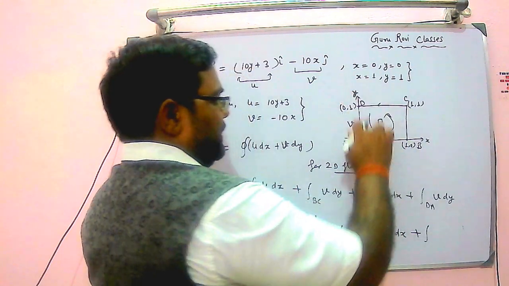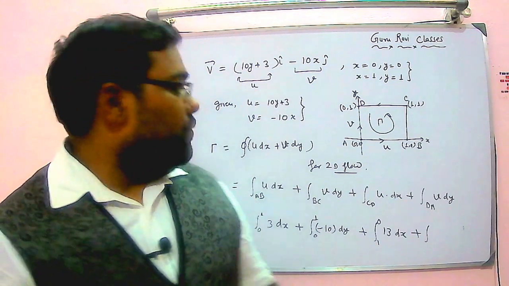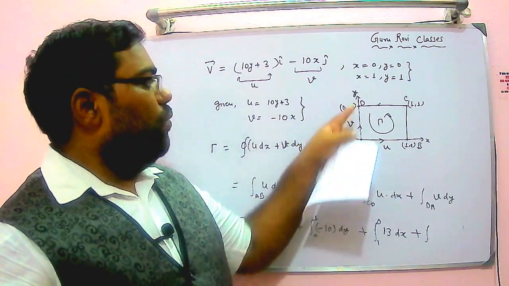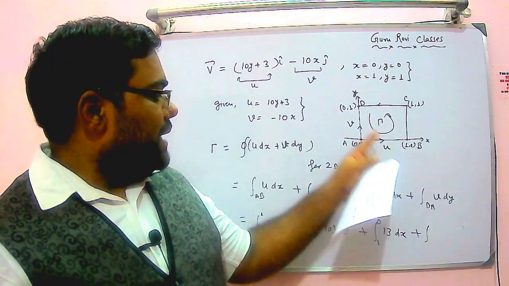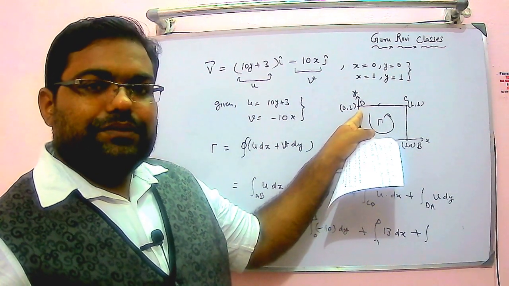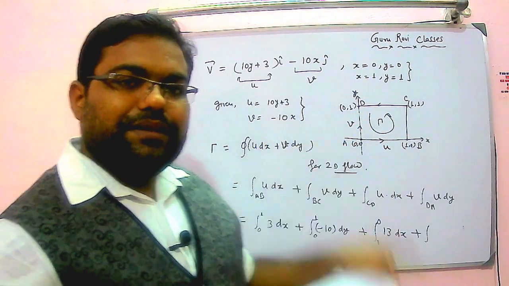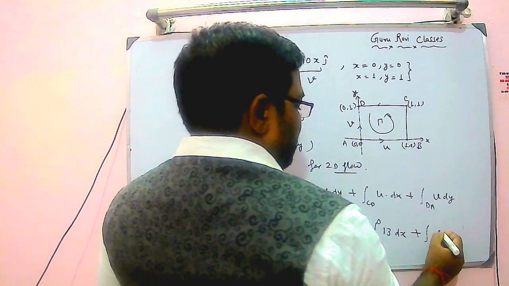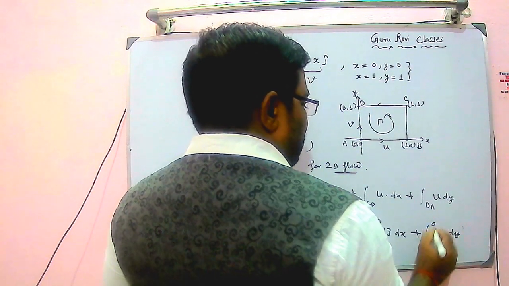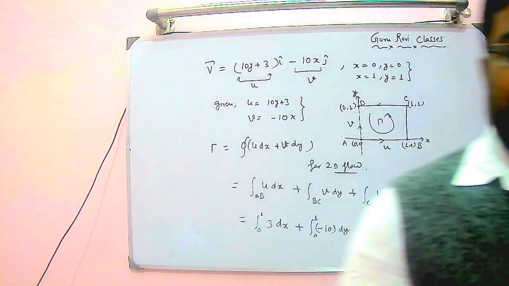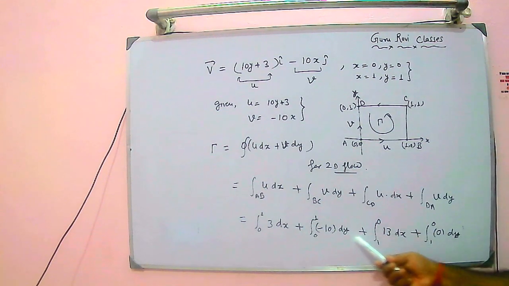Plus now along this, DA. Along DA again the velocity is v, right? v is minus 10 times x. What is the x here? x is 0. Yes or no? x is 0 here. So when I put x is equal to 0, the velocity will become 0. So 0 dy, limit again 1 to 0. Clear? Now you just have to integrate these four things, right?